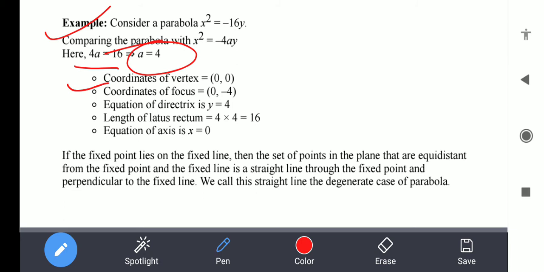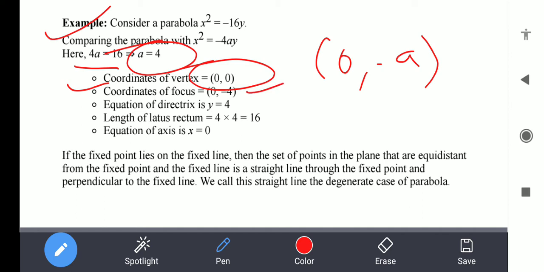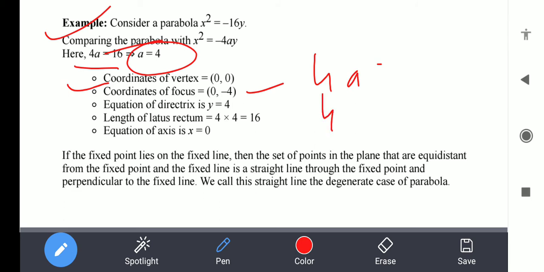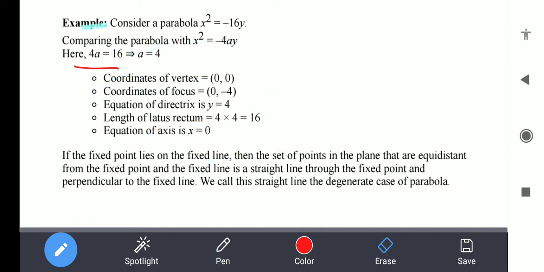So the coordinates of the vertex are at the origin (0, 0). The coordinates of the focus are (0, minus a), so (0, minus 4). The equation of the directrix is y equals a, so the equation of the directrix is y equals 4. The length of the latus rectum is 4a, so 4 into 4 equals 16 units. And the y-axis is the axis of the parabola, so the equation of the axis is x equals 0. Now the degenerate parabola.